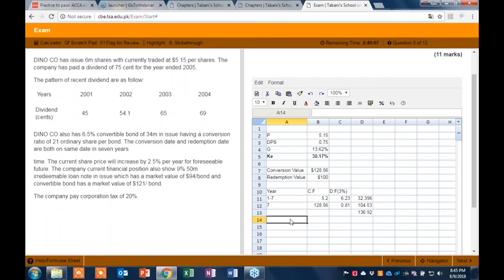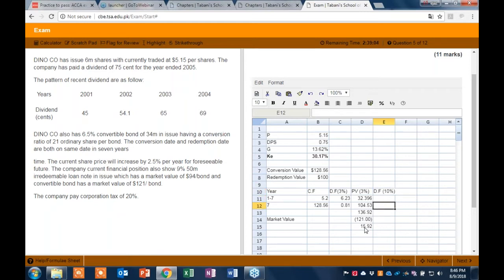Now, the market value per bond. The convertible bond has a market value of $121. So positive PV of 15.92. So this is the NPV at 3%. And now we'll again calculate present value at a higher rate than this so that we can get a negative NPV. Let's take 10%.